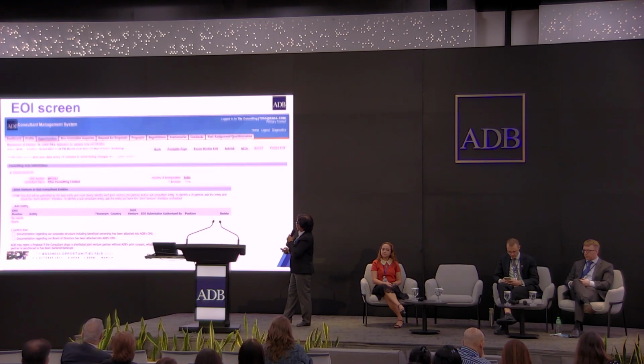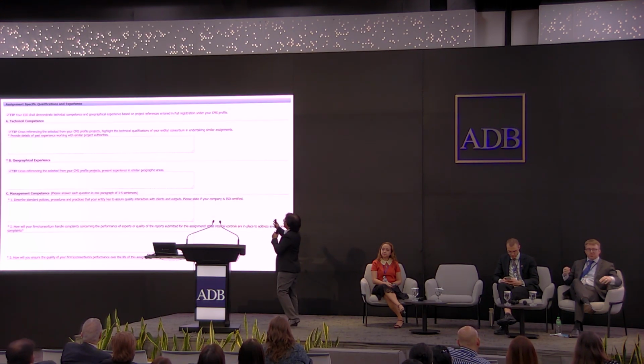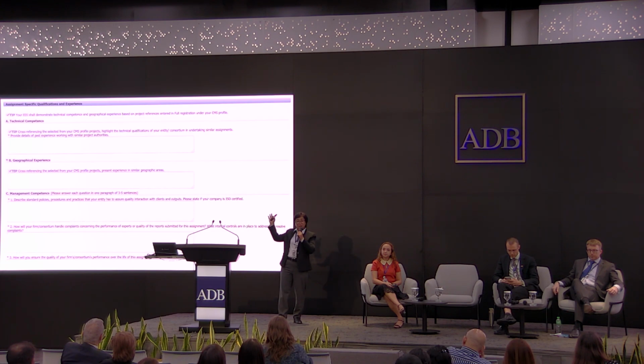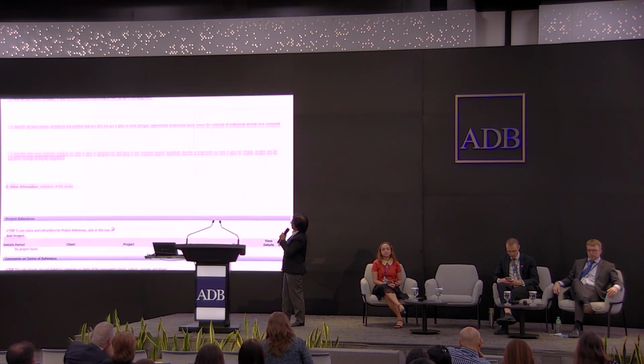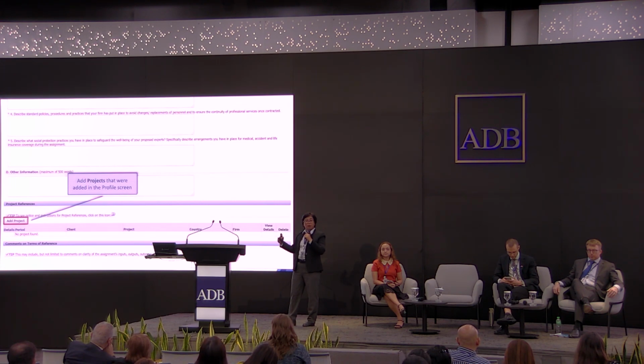Now, if you scroll down, you will see the assignment-specific qualifications and experience. Here you have to put the technical competencies and geographical experience that you have. This will help our CMS selection team in considering your application or your EOI. If you scroll down, you will see the project references section. As mentioned during registration, you have to fill up your registration and put there the projects that you have handled, because this will help you when you submit your EOI.